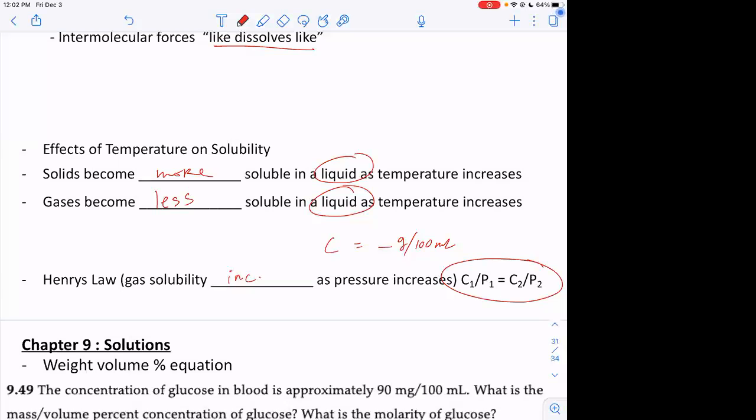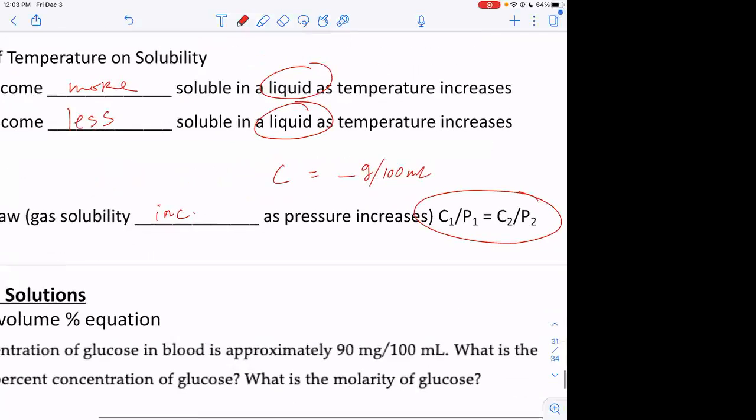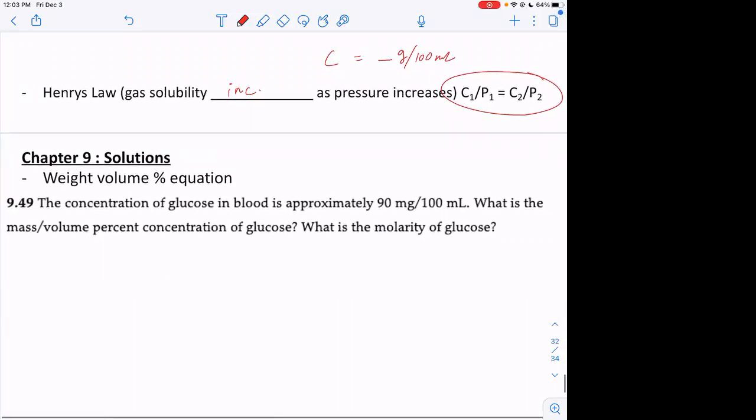For C, we have a variable C here, C1 over P1 equals C2 over P2. C has units of grams per 100 milliliters. You just keep this 100 as part of the unit. You don't divide by 100 when you're calculating an answer for that.